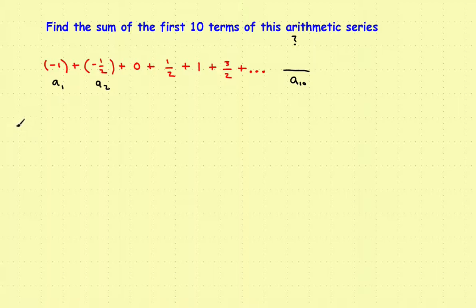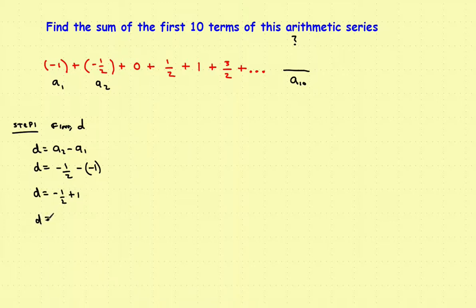So again, step number 1, I need the common difference. So step 1 will be to find d. And d is just equal to the second term minus the first term. So d would be equal to, in this case, -1/2 minus -1. So that'll be -1/2 plus 1. So the common difference is going to be 1/2. So I've got the common difference. Okay, we go to step 2.